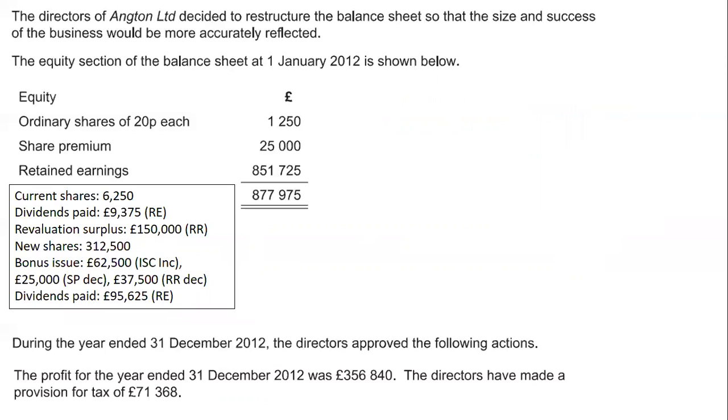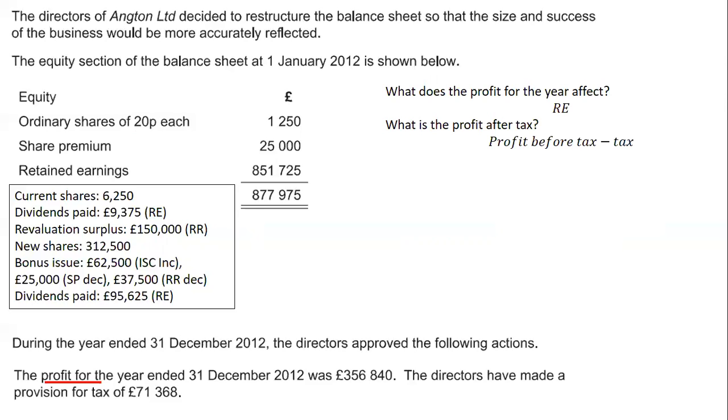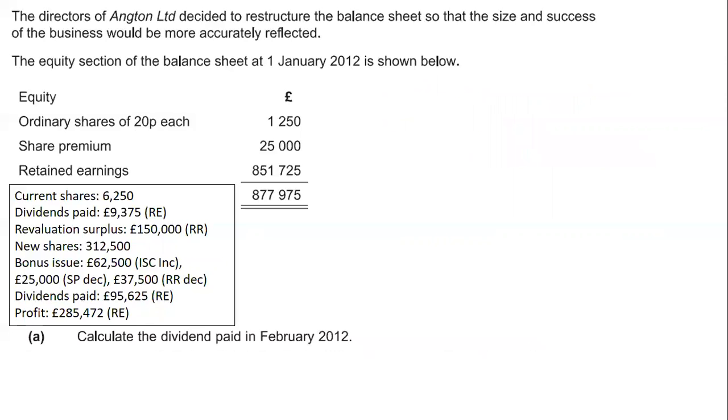And the last bit, this was an additional note. The profit for the year ended 31st December 2012 was £356,840. The directors have made a provision for tax of £71,368. So first of all, profit, what does that affect? It affects our retained earnings, it increases it. So what is the profit after tax? Well, we do profit before tax, take away tax. So we do that number, take away that number. And we get £285,472. So I can now put that in my box as well.